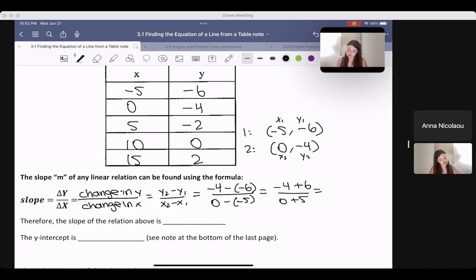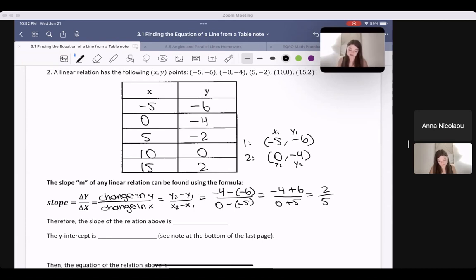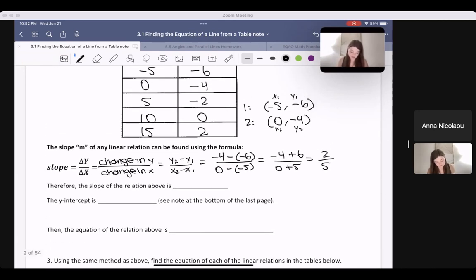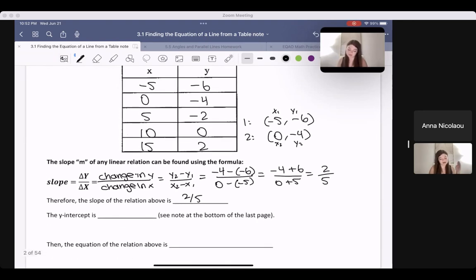So on the top, we have -4 plus 6, which is 2. On the bottom, we have 5. So therefore, our slope is 2 over 5. So the slope of the relation is 2/5. And the y-intercept is what? Well, the y-intercept is the value of y when x is 0. It would be -4, because one of the points they gave us was that when x is 0, y is -4, right? This point right here they gave us. Good.